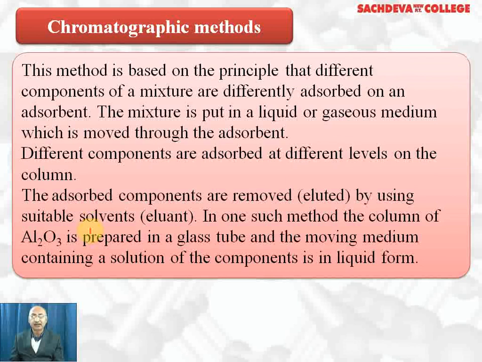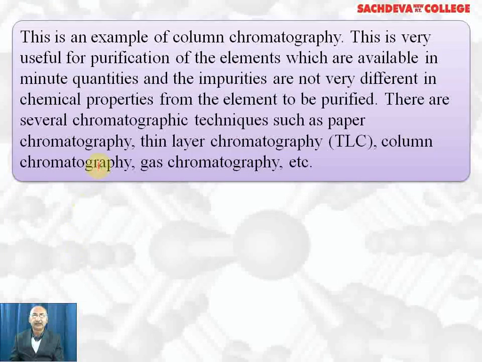In one such method, the column makes use of alumina as an adsorbent in the glass tube, and the moving medium contains a solution of components dissolved in a suitable solvent if it is solid, and if it is liquid then it is used as it is. This is the example of column chromatography. This is very useful in purification of elements which are available in very small quantity, and impurities are not very different in chemical properties from the elements to be purified.